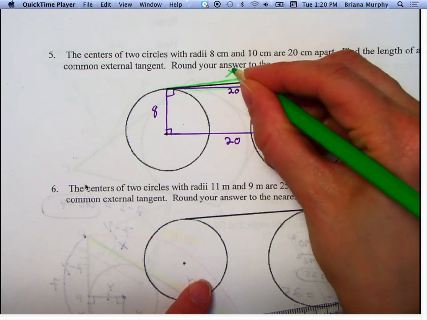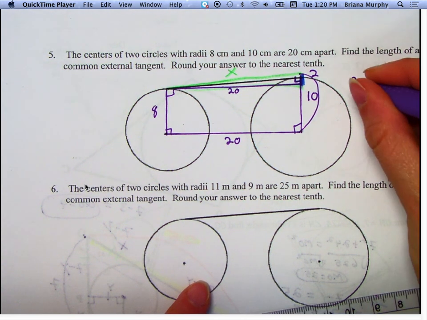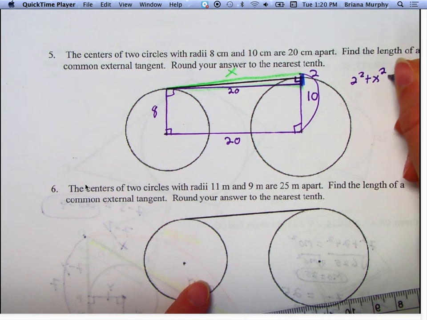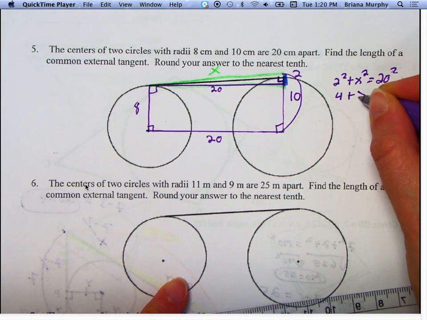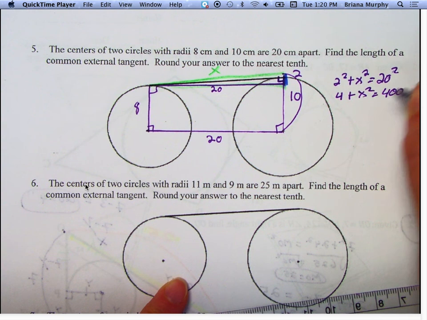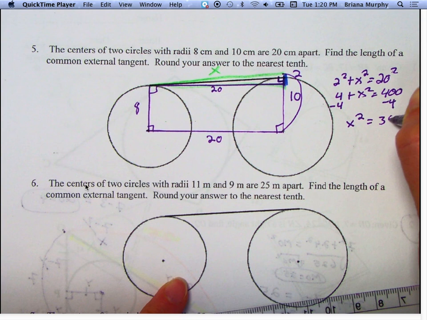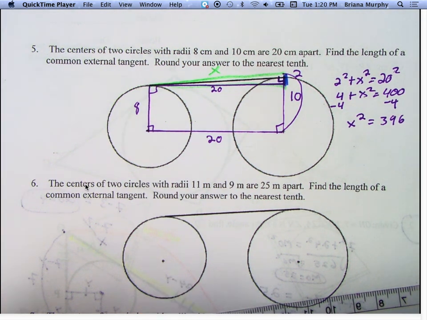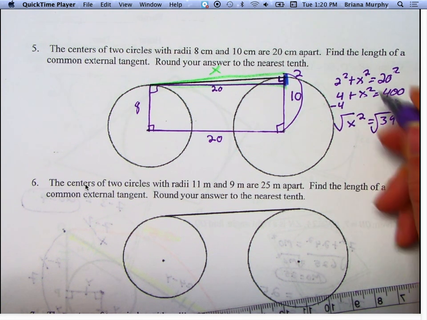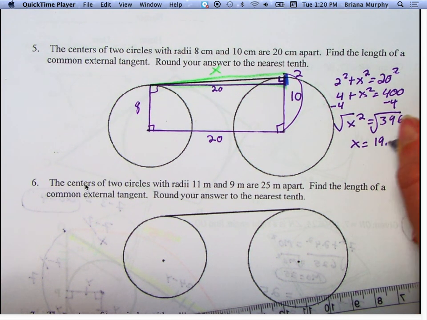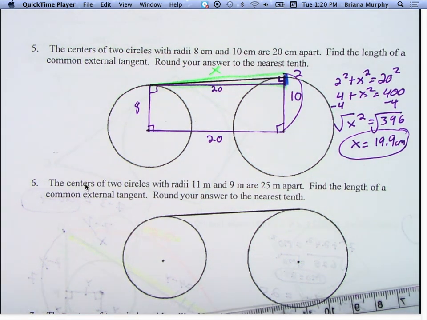We're going to look for x, and we've got 2. So we're going to say 2 squared plus x squared equals 20 squared. So we get 4 plus x squared equals 400. I'm going to subtract 4 from each side. I get x squared equals 396. I started going really fast. We okay? I'm going to square root both sides. So x equals 19.9 approximately. Questions?